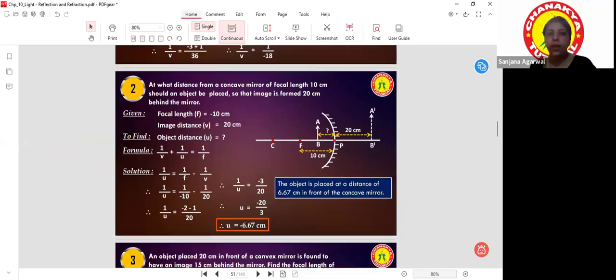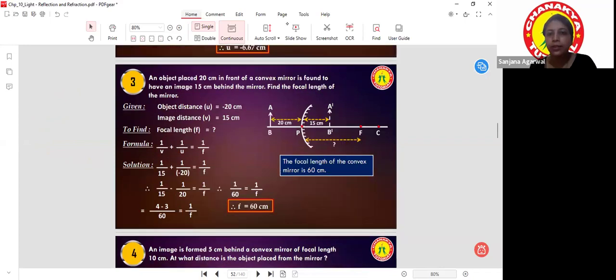Next, at what distance from a concave mirror? Okay, let us practice one question from the convex mirror. This you can pause and please solve on your own. An object placed 20 centimeter in front of a convex mirror.